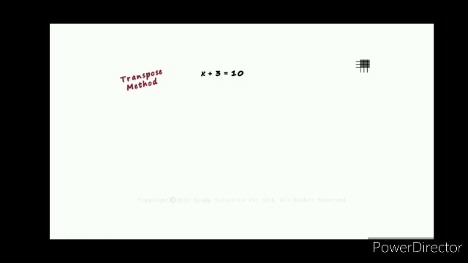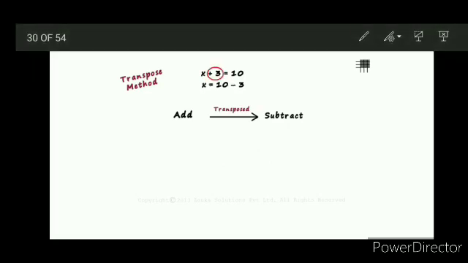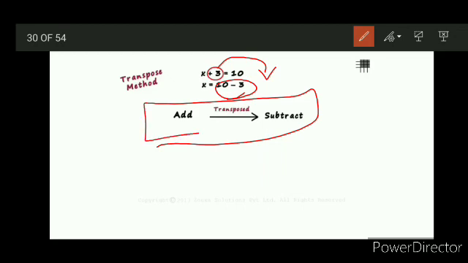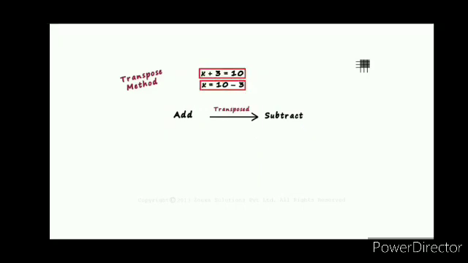Whenever a term is added to a variable, if we transpose it to the other side, it will become a subtraction. Look at this equation: x plus 3 equal to 10. This 3 is added to x. When we shift it to the other side, it will become minus 3. This is our first concept. When a number is added to a variable and we transpose it to the other side, it will become subtraction. Actually, these two equations are the same but written differently.